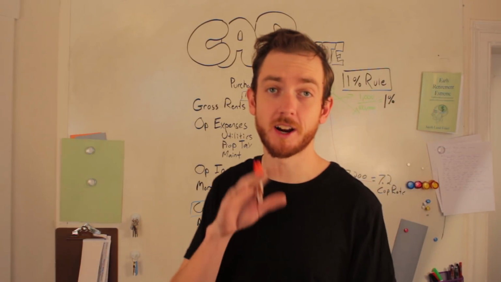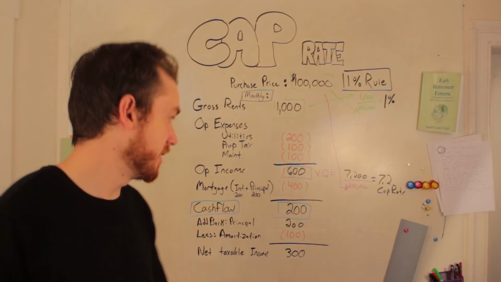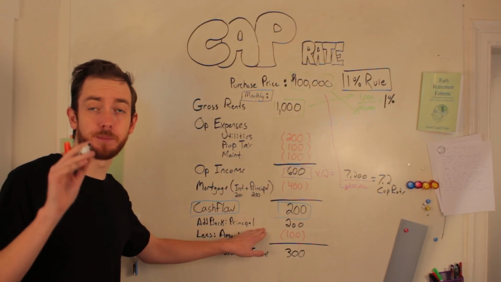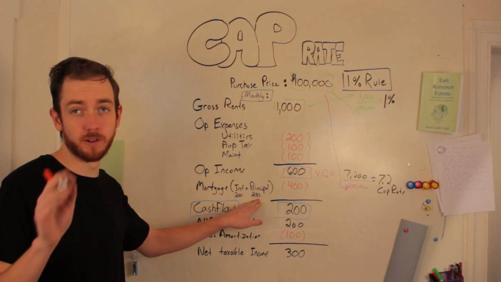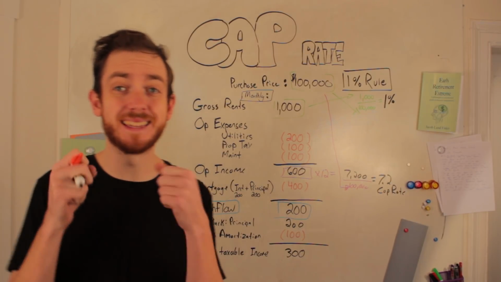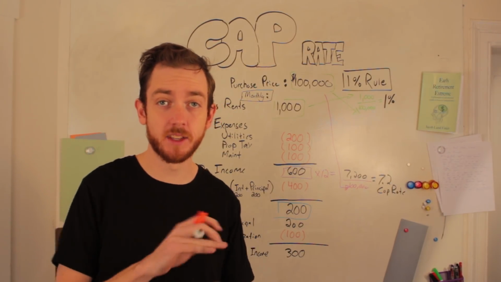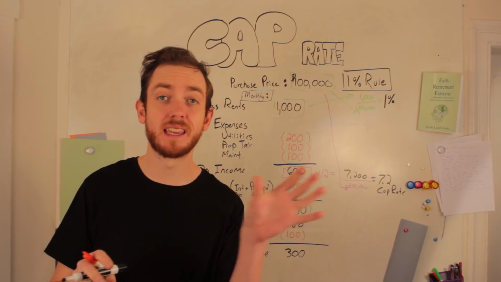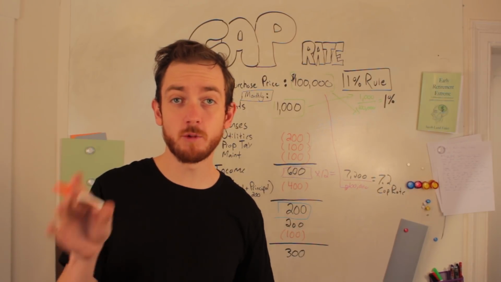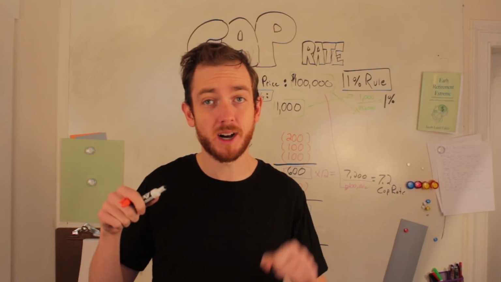But if we want to determine what our net taxable income is, we're going to need to add back our principal, because our principal in this case isn't a taxable event. Our principal is simply repaying the debt portion of our mortgage. It has nothing to do with any expenses. It's only the interest that's an expense. The debt repayment is really just like moving money from one pocket to the other.